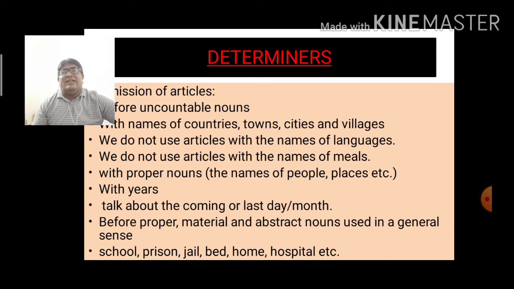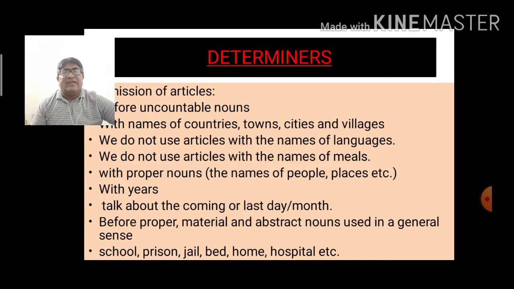Then next, we do not use it with the names of countries, towns, cities and villages. Here, students take an oath in a prayer: India is my country. We cannot say "the India is my country"; we say India is my country. The next is that we do not use articles with the names of languages. Hindi is our national language. That is an example of languages where we cannot use it. But we can say "the English language" particularly if we are defining it, then we can use the article "the".